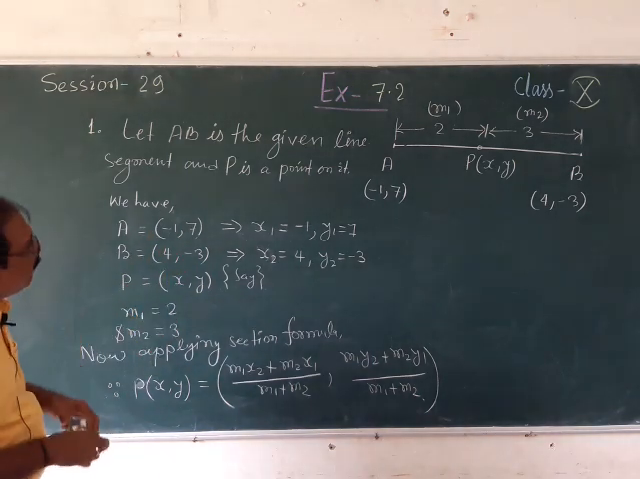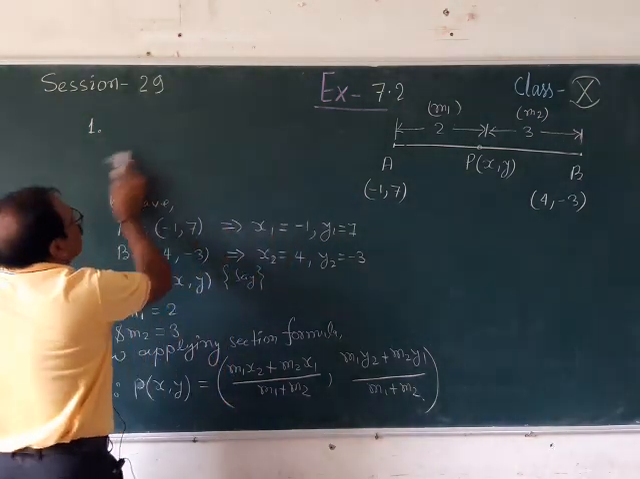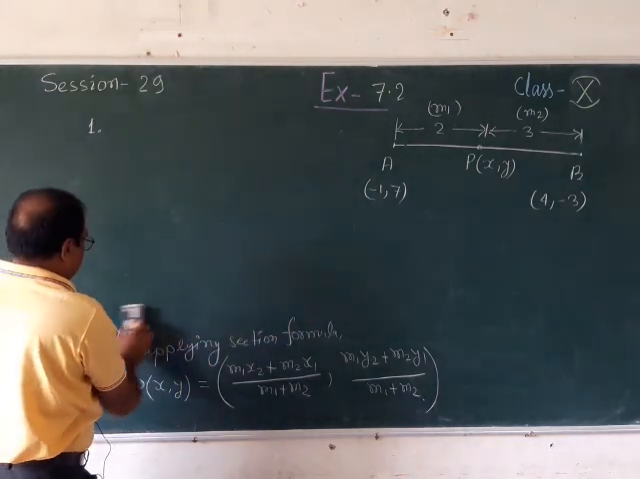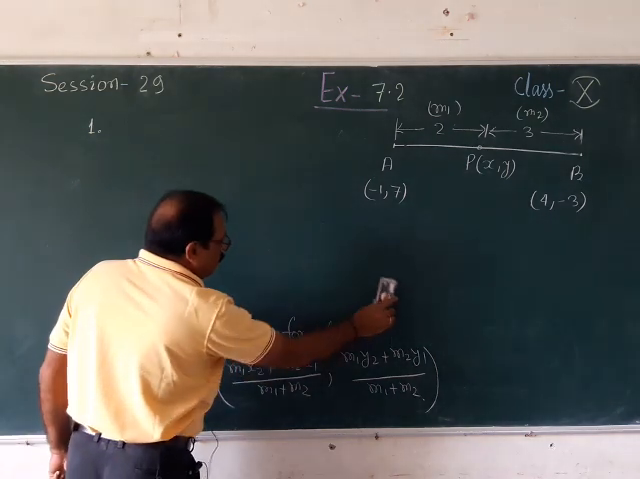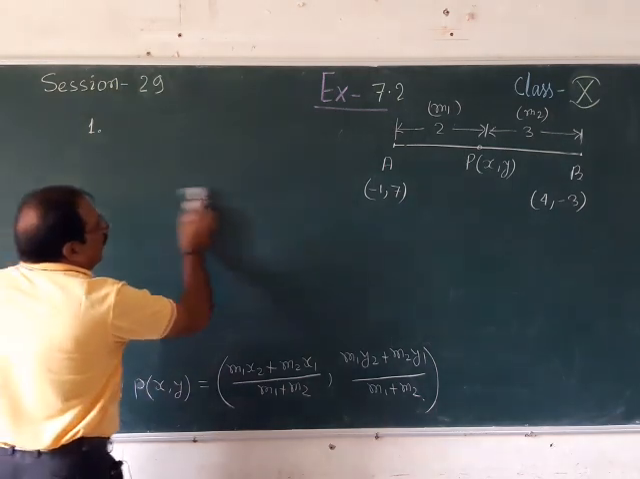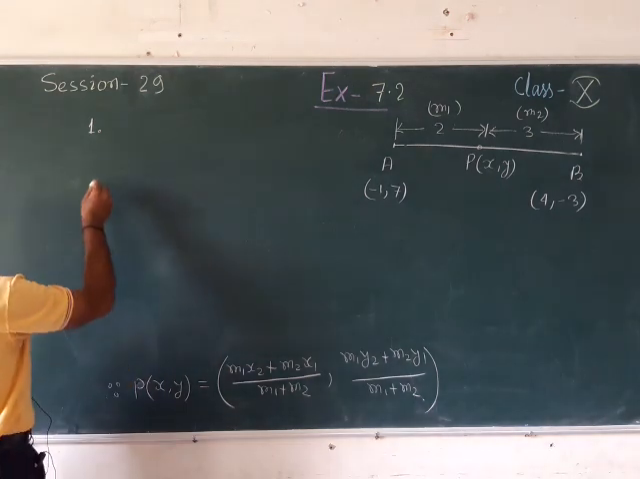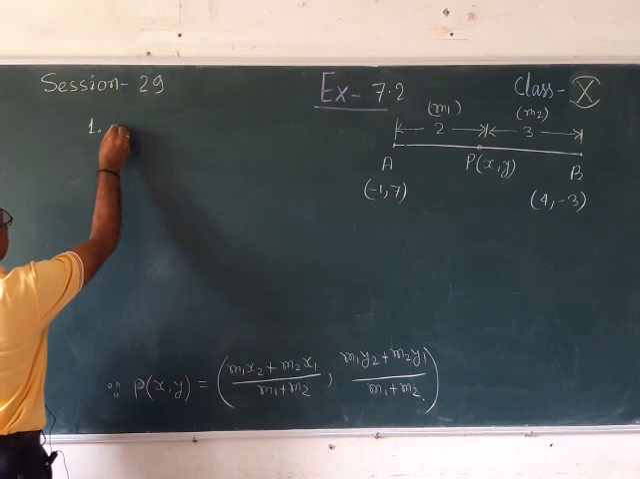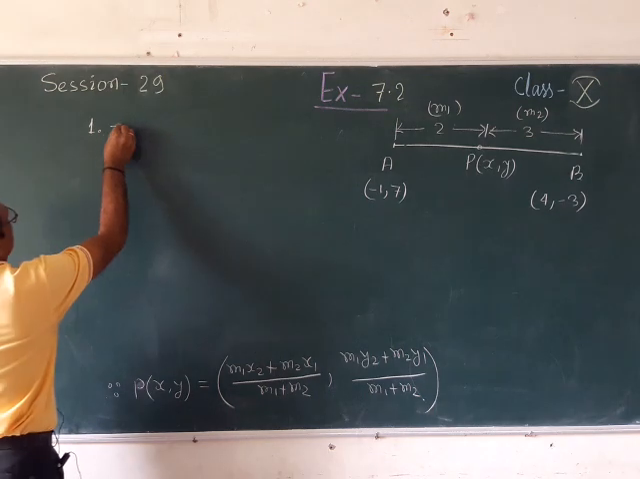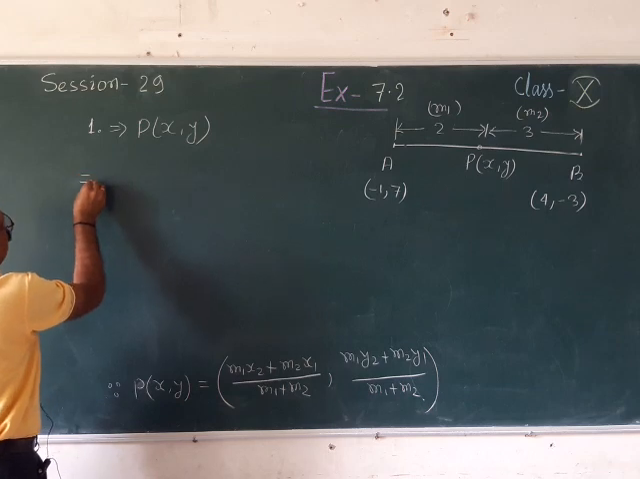Okay, first you copy down till here. Now I am going to apply the section formula. So here we can write P(x, y) is equal to what?